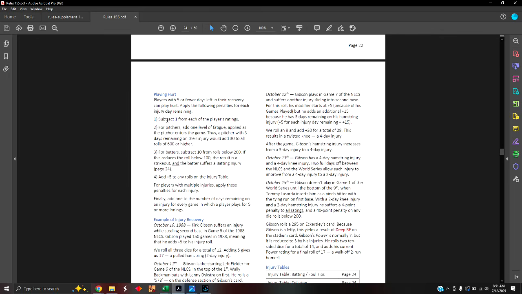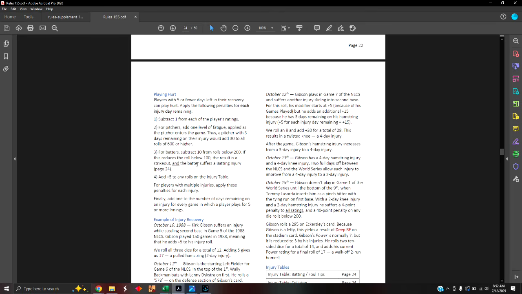Okay, so every day that they play, you subtract from their ratings. You subtract 1 from each of the players' ratings for every day of recovery they have left. So if it's 2 days, you'd subtract 2 from each of the players' ratings. And that's all of their ratings. That's their speed, that's their stealing, that's their defensive ratings, that's their power, that's everything.